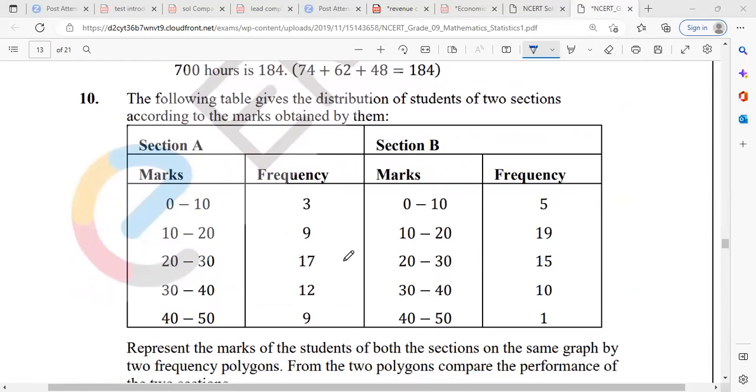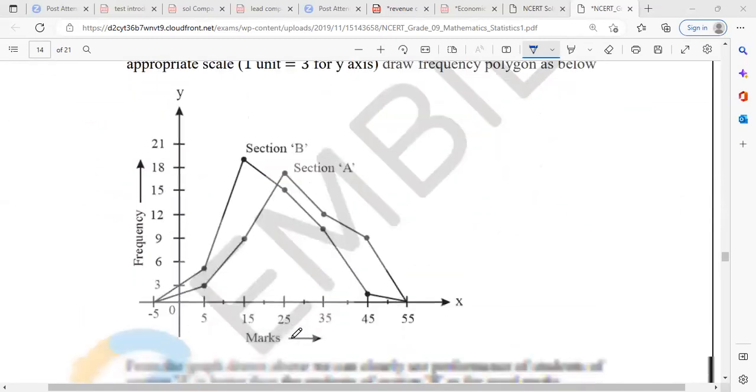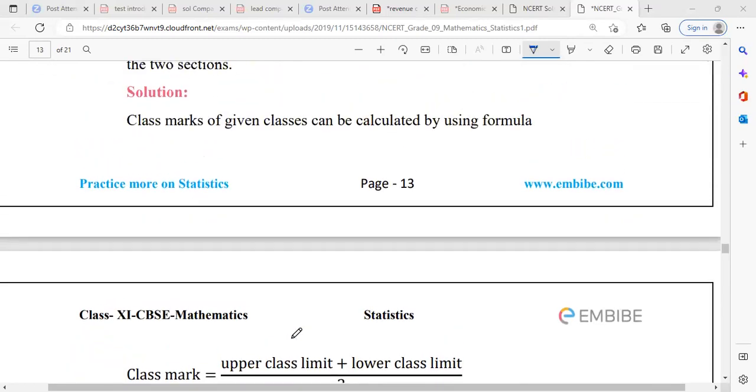Now, this one is basically what you have to do. You have to make the same graph as a frequency polygon. I'll just tell you what a frequency polygon is. You are aware how to make a bar graph. You are aware how to make a histogram. Now we will be doing the frequency polygon, which is very, very important.